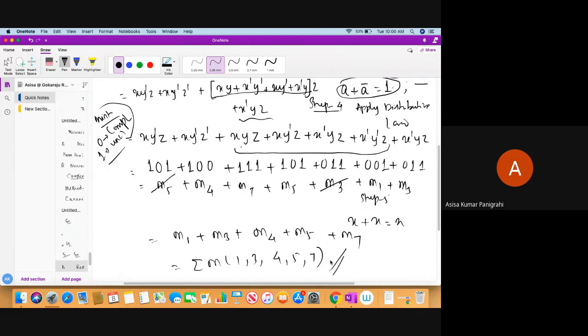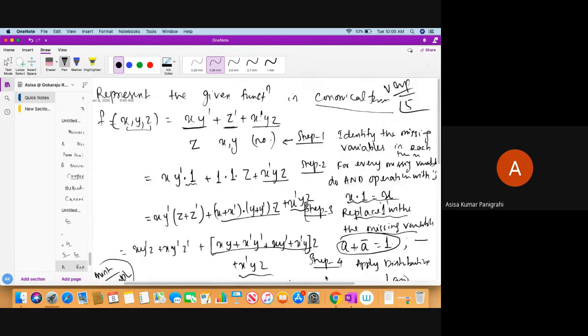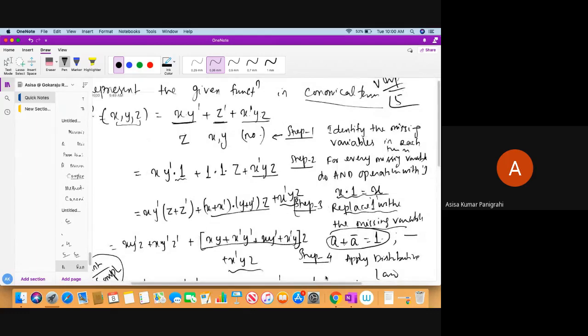Very simple way I have illustrated here. What is step one? Step one is to identify the missing variable. Here I have identified the missing variable is z. Here I have identified the missing variables x and y. Here no missing variable. Next, for whatever missing variables, make an AND operation with 1. So here the missing variable is z, so we put z or z bar is 1. Similarly here x or x bar is 1. Similarly y or y bar is 1.